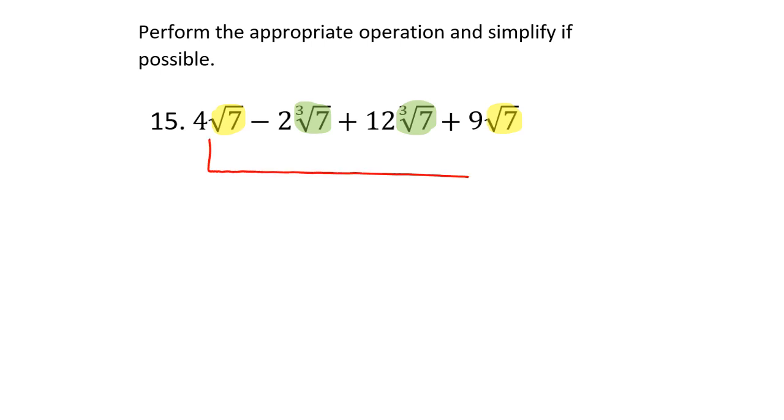So 4 plus 9 is 13 square root 7. 12 take away 2 is 10 cube root 7. Don't forget to write your indexes. If you miss those, you will lose points. Don't forget to write them.